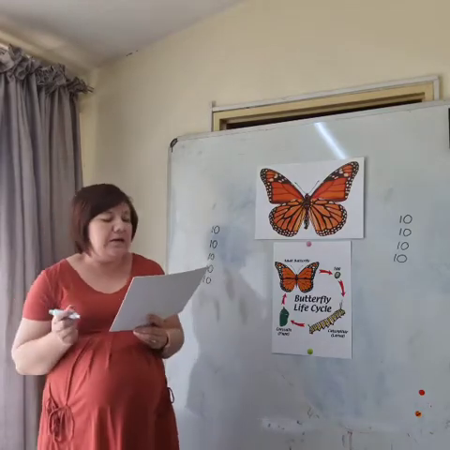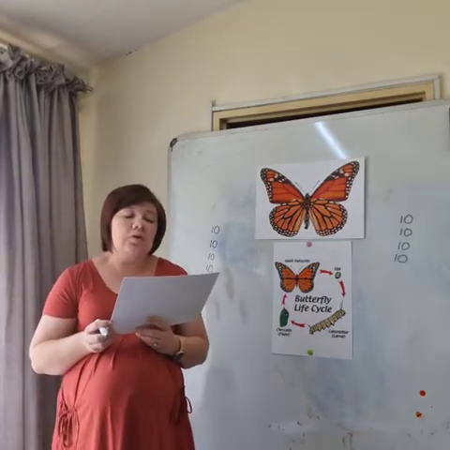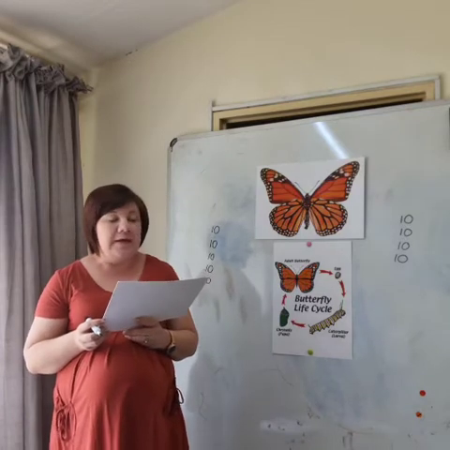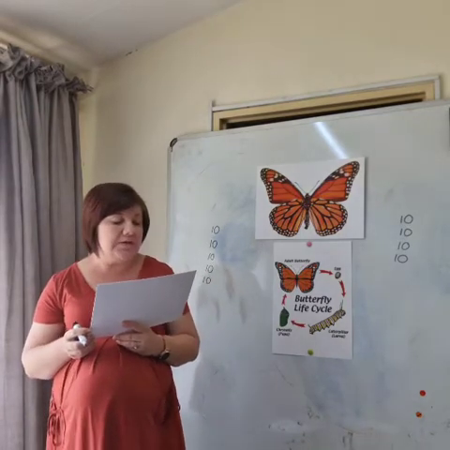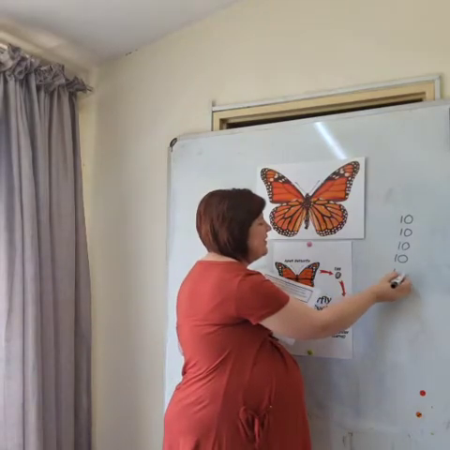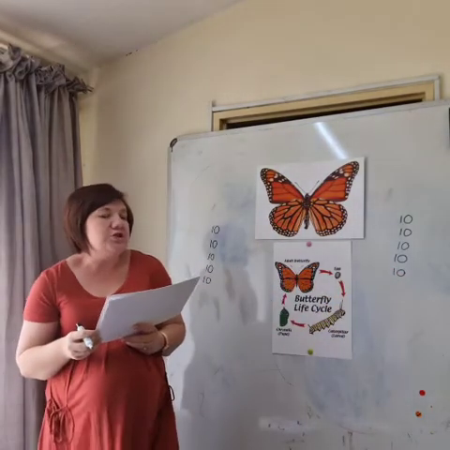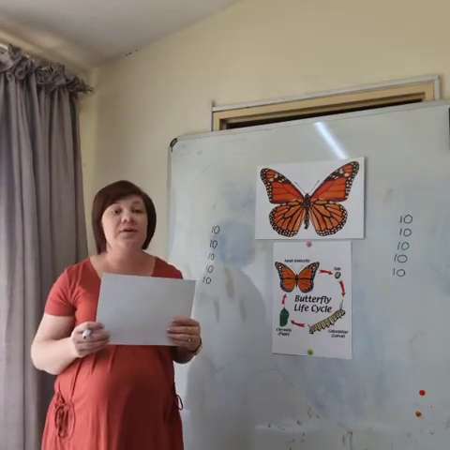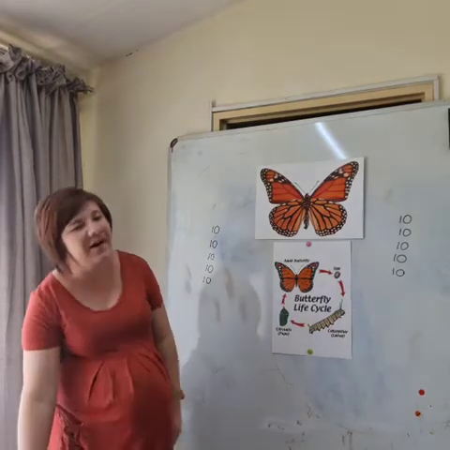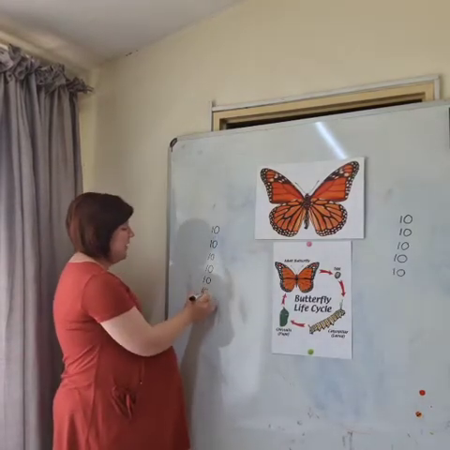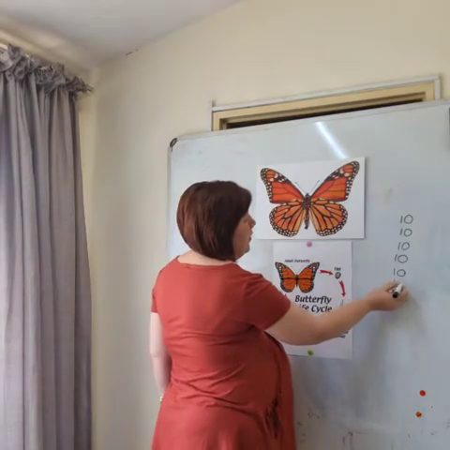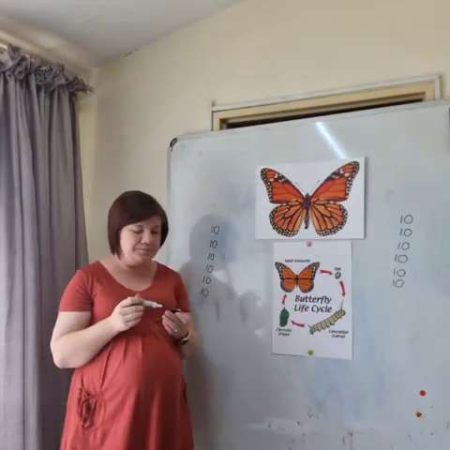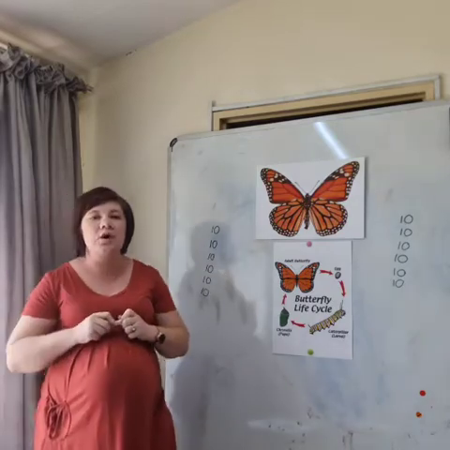All right. And he built a small house called a cocoon around himself. He stayed inside for more than 2 weeks. Then he nibbled a small hole in the cocoon. Nice. And he pushed his way out. And then out came a beautiful butterfly. Well done, guys. Yes, out came the beautiful butterfly. All right, you can put down your cards.